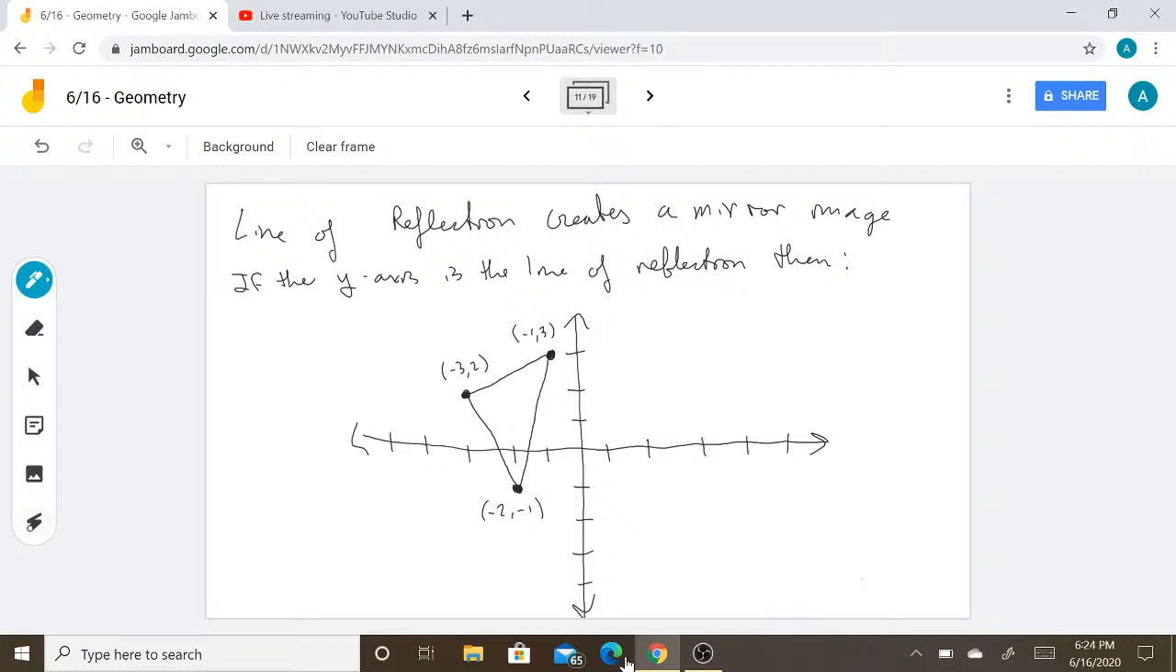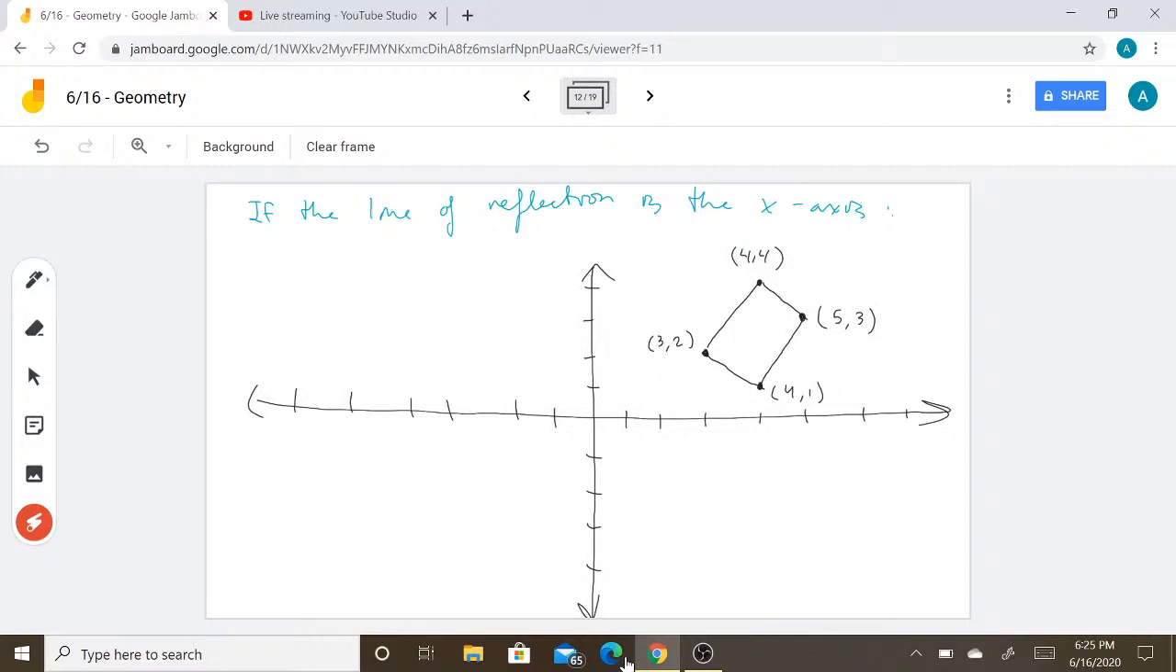So if we take this point, -1, 3, and reflect it over the y-axis, it would become 1, 3. And the same with -3, 2, if we reflect it over this vertical axis, it would become 3, 2. And finally, -2, -1 would reflect over the y-axis and become 2, -1. And if we connect these points, you can see that this original figure and this reflection are mirror images about this axis, the y-axis.